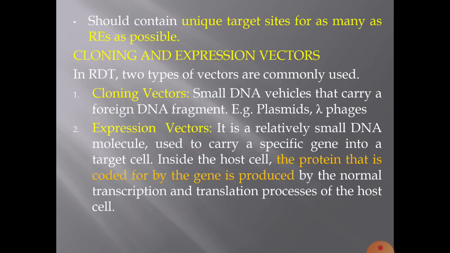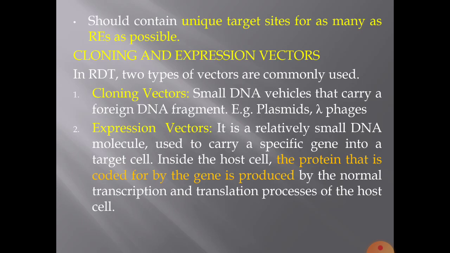Now, a vector should contain unique target sites for as many restriction enzymes as possible. So here, restriction enzymes I have taught you already, and by now you must know what target sites are. So these are all the good properties that I expect to be present in an ideal vector.